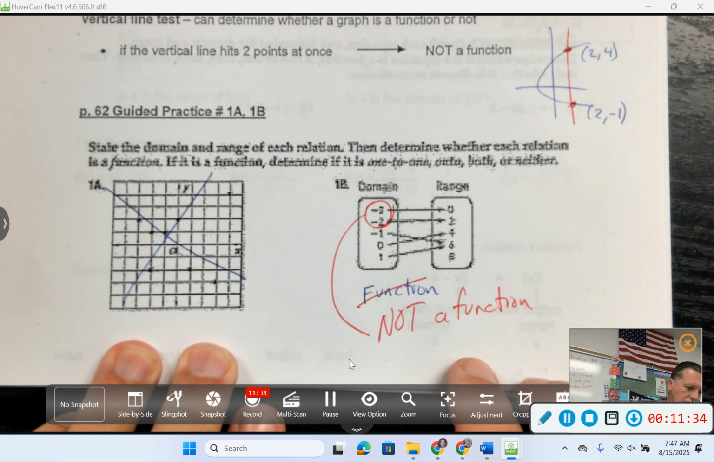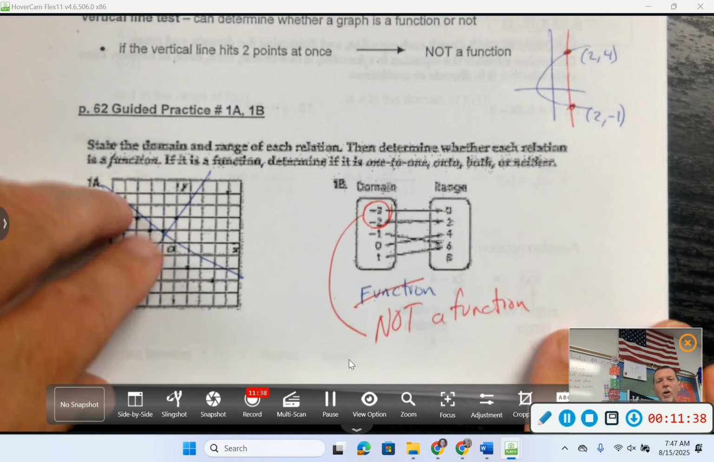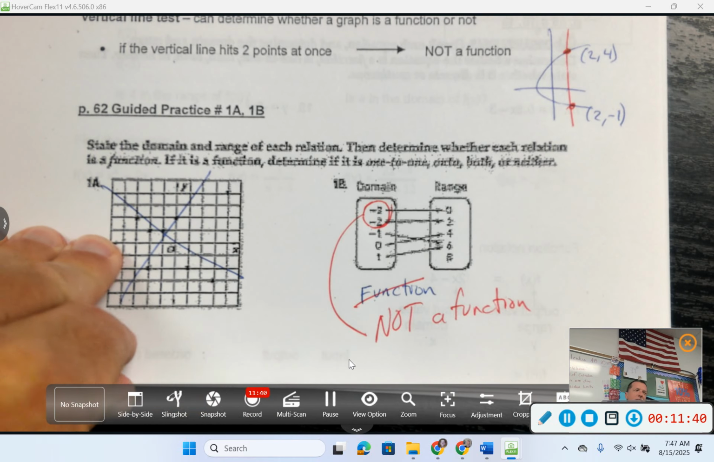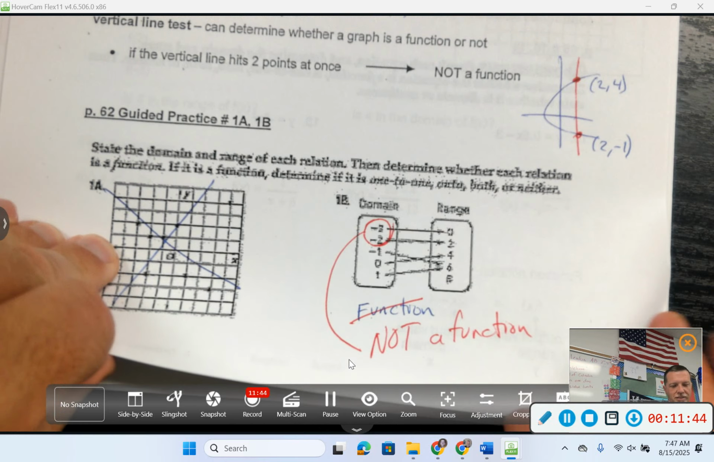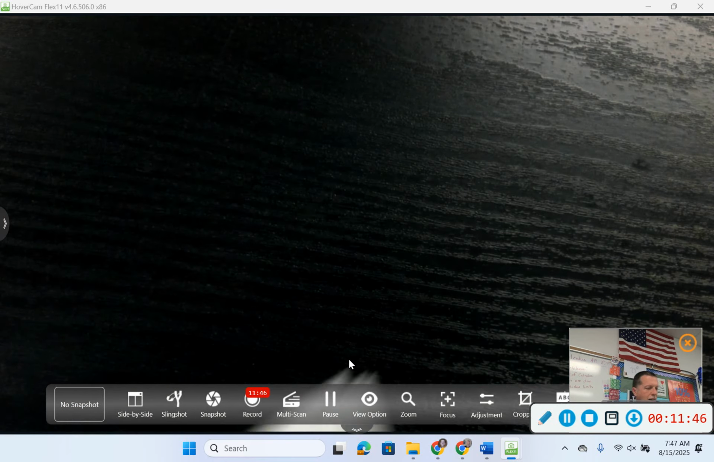Is it one-to-one? I don't even know what that says. All we're concerned about is, is it a function and is it one-to-one? And if it's not a function, it doesn't matter if it's one-to-one because it doesn't qualify.